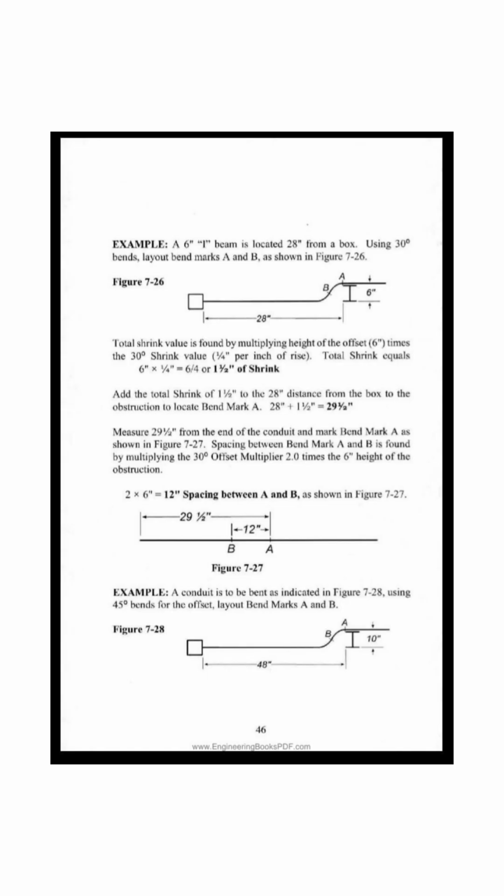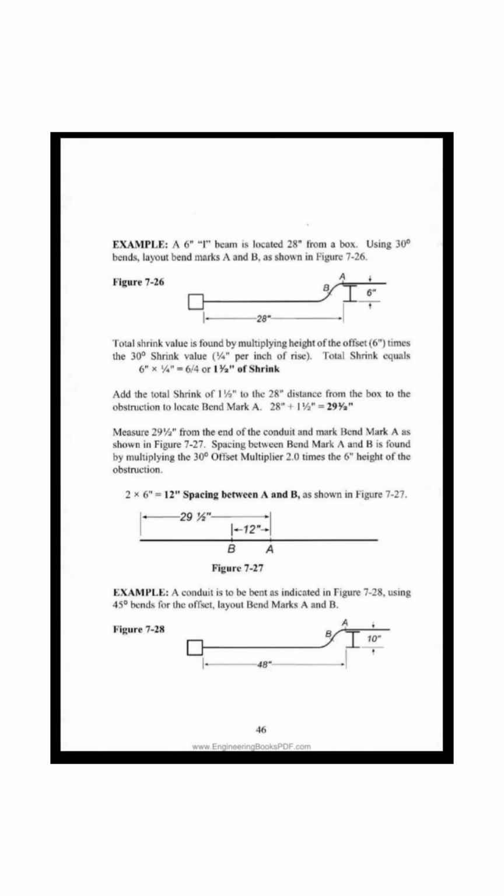Add the total shrink of 1½ inches to the 28 inch distance from the box to the obstruction to locate bend mark A. 28 plus 1½ equals 29½. Measure 29½ inches from the end of the conduit and mark bend mark A, as shown in figure 7-27.